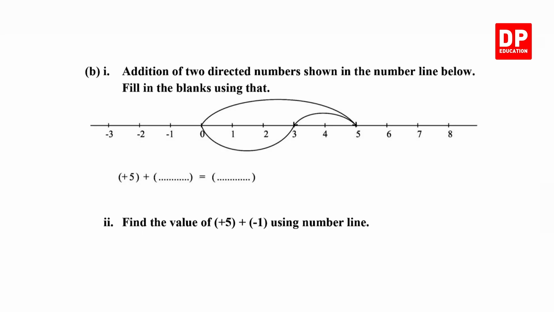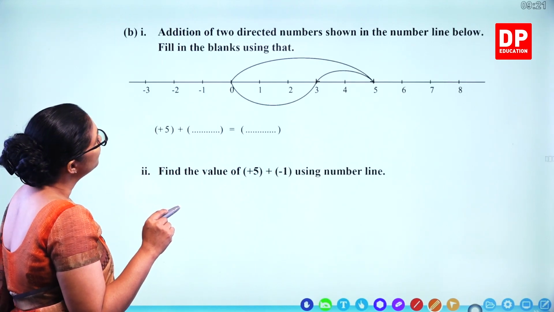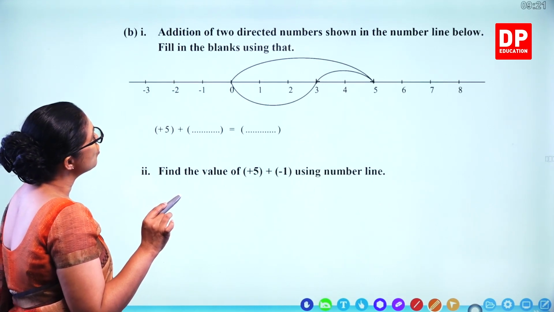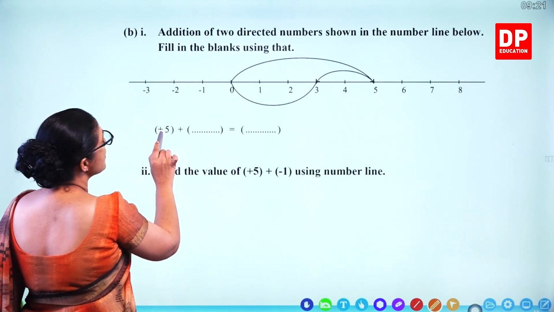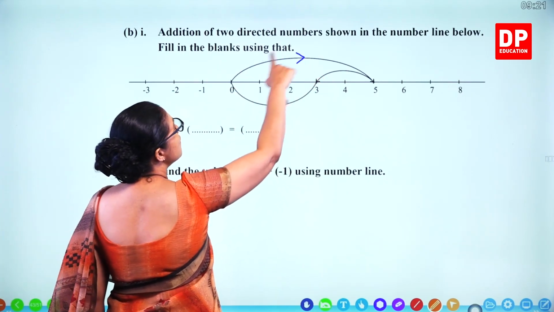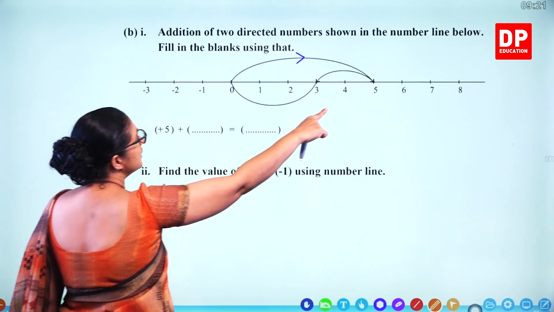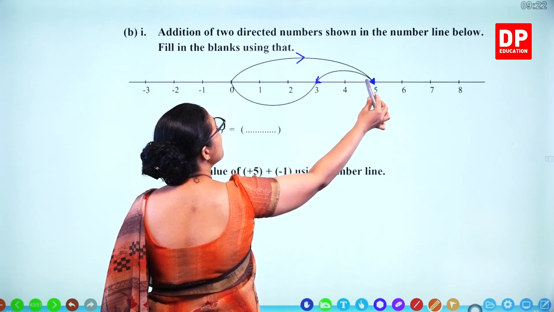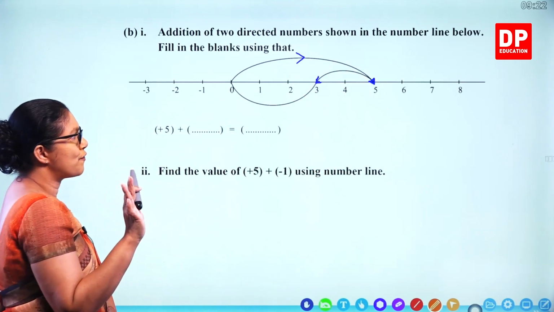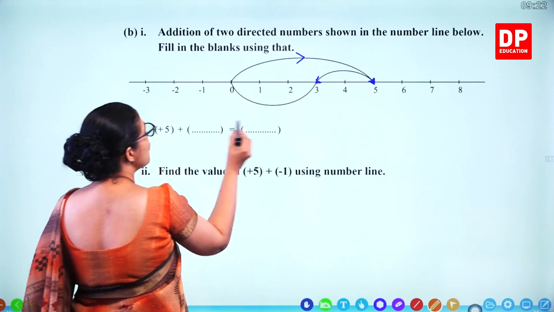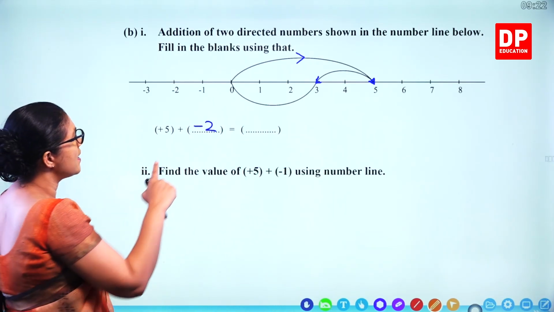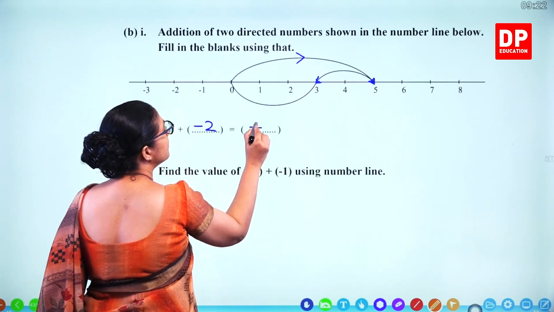So let's take part B. Addition of 2 directed numbers shown in the number line below. Fill in the blanks using that. So which one we can do? The direction is not given, but plus 5 is there. So we can take first 5 and then this way. Here arrow is given here, then here. So that means 2 units to left. 2 units to left means that's minus 2. And the final answer is plus 3.